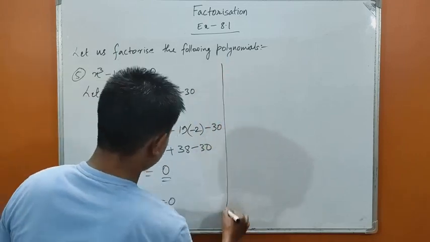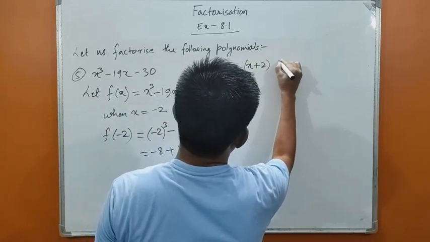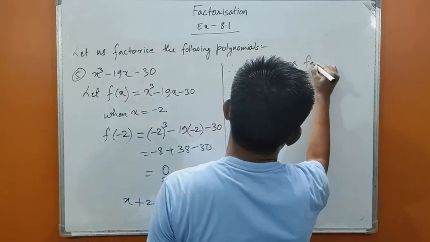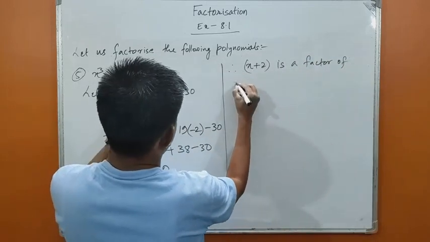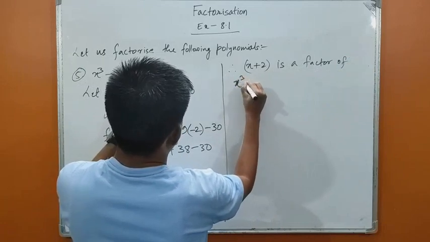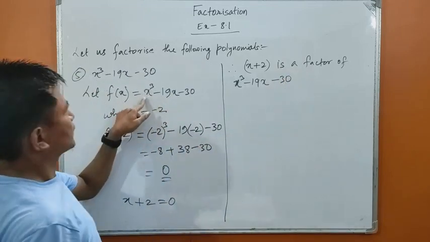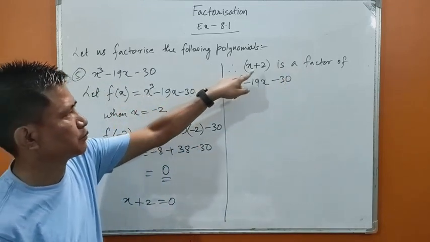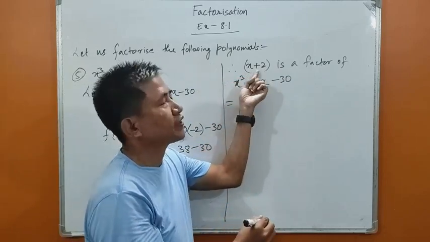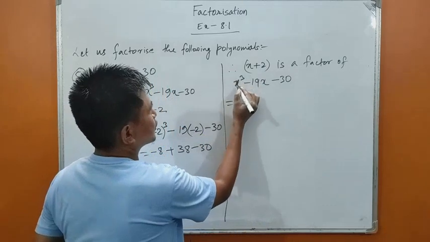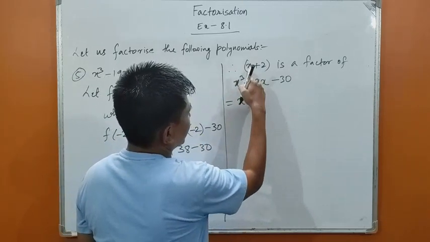Therefore, x plus 2 is a factor of x cube minus 19x minus 30. Now what we need to do is convert this expression into x plus 2 form, okay? Since we have x cube, now we need x plus 2, isn't it?